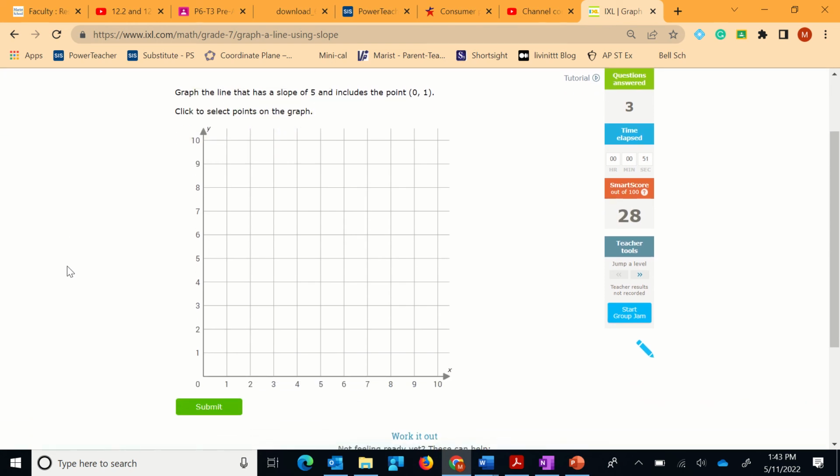Graph the line that has a slope of 5 and includes the point 0, 1. Well, 0, 1 is right there. 5 means we're going to rise 5. 1, 2, 3, 4, 5. And we're going to run 1. There you go. All right, I think you got this.